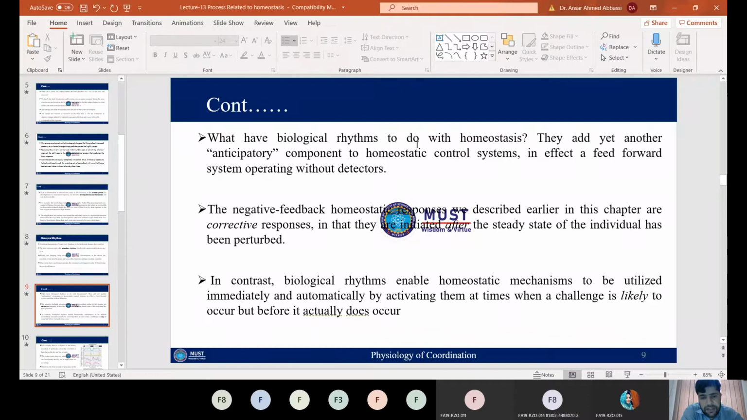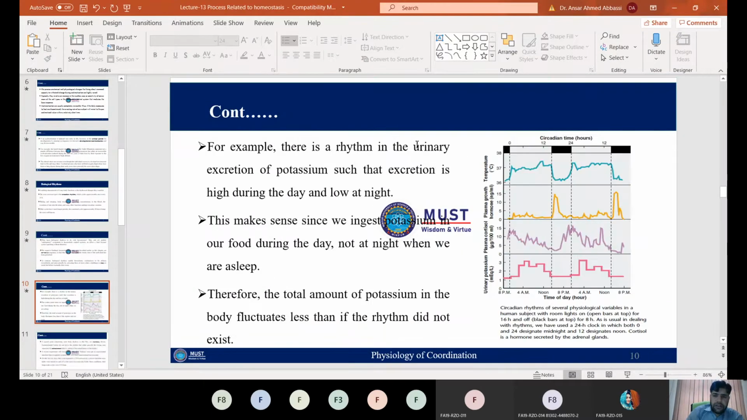So this is the function of the biological rhythm. Biological rhythm basically enables our homeostatic system to anticipate any type of change that is going to occur in the body before it actually occurs. So this is the function of the biological rhythm in our body.